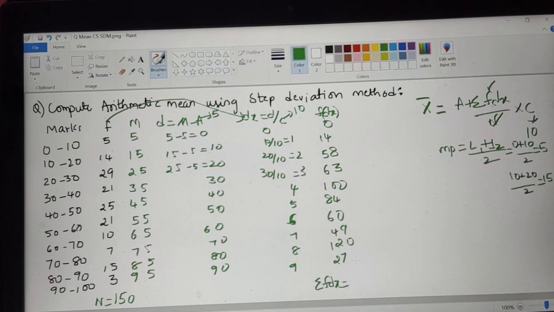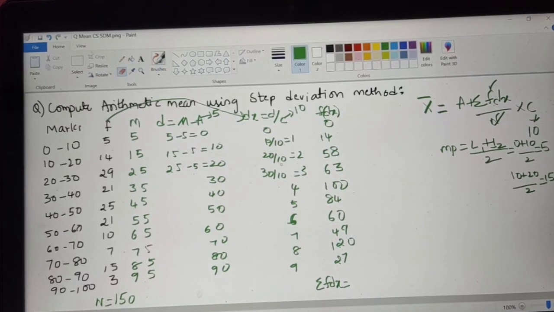So I'll make the total. I've made a small mistake here. This is not 84. I have written a wrong number. 21 into 5 becomes 105, and my total becomes 596. Now I have all my values. I will be substituting: x bar equals a, which I have assumed to be 5, plus my fdx total, which is 596, divided by my n value, which is 150, into the c value, which is 10.